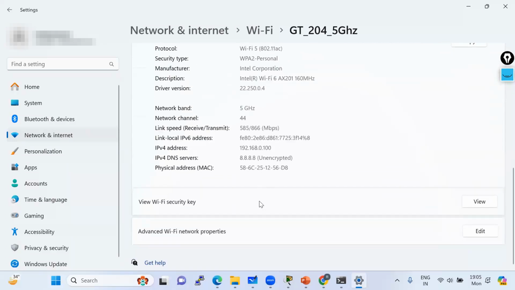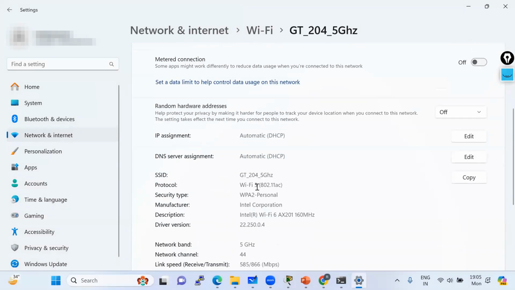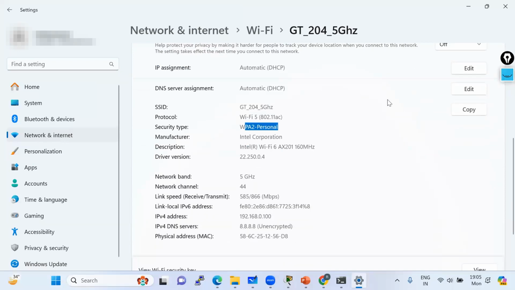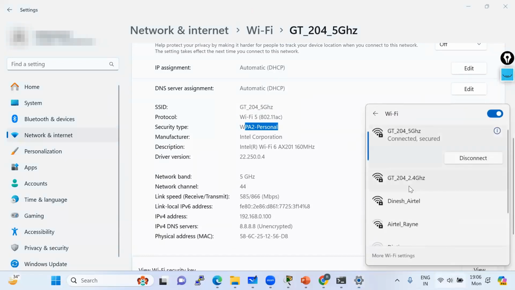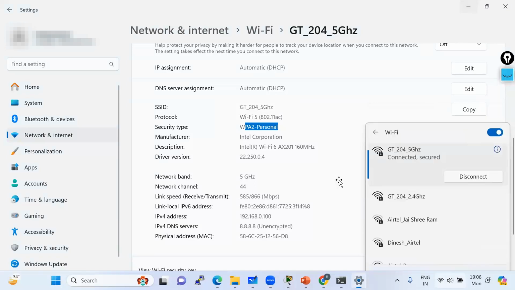This is the MAC address and IP address, everything you can see here. And this is the Wi-Fi protocol, this is the security type they are showing. So what is this? This is the band. If I am connected on 5 gigahertz, right now I'm connected to 5 gigahertz, that's why it's a 5 gigahertz band. But if I switch to 2.4 gigahertz, it is going to show 2.4 gigahertz as well. I hope you understand.